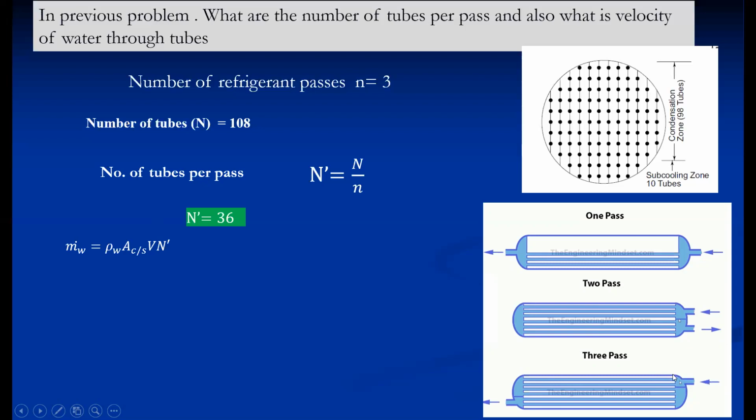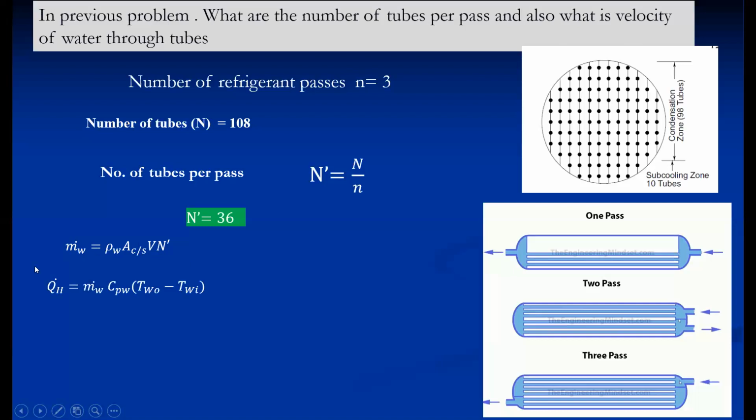So at a time, the water flows through 36 tubes. Okay, so this is 36. There are 36 tubes in this particular zone. So n dash is 36. Now from this we have to calculate the velocity, because velocity is generally associated with the mass flow rate. So mass flow rate is equal to rho A V n dash.